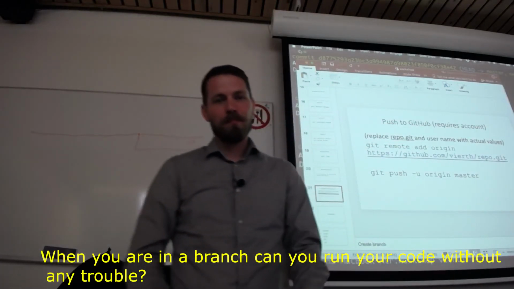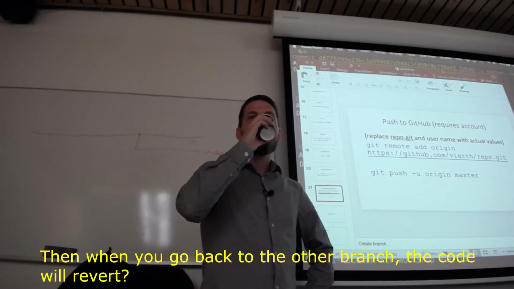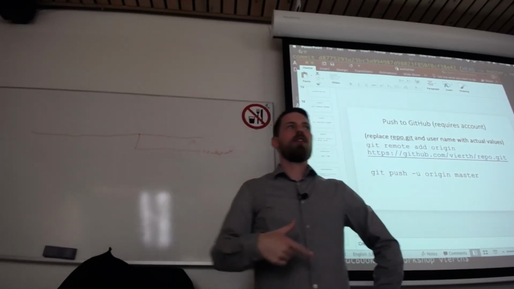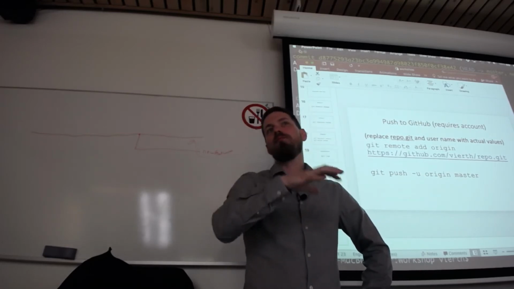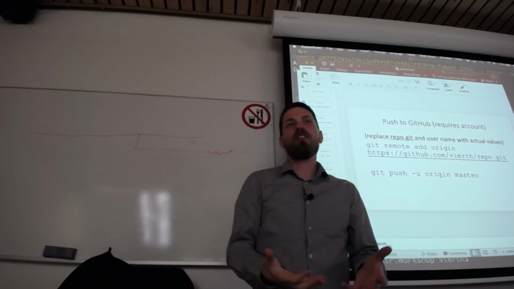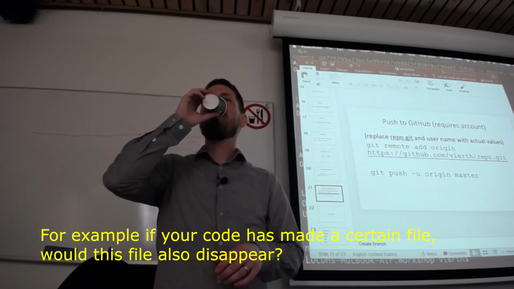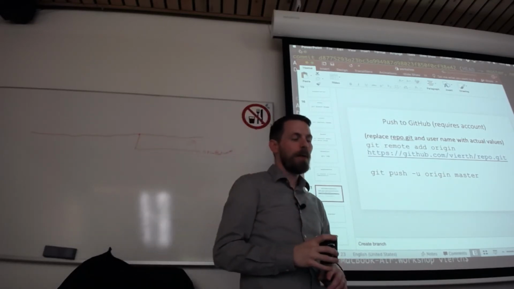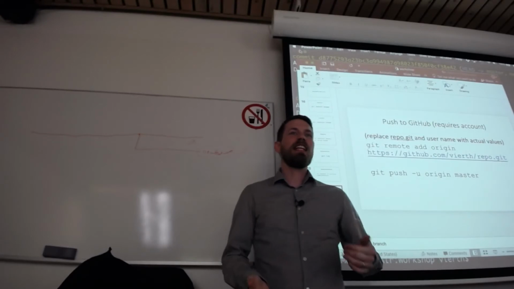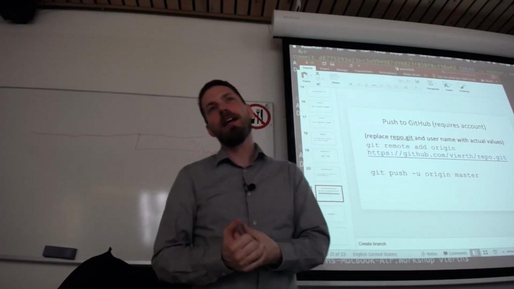So when you're in a branch, you can run your code without any trouble, and then when you go back to the other branch, the code will revert? Yes, correct. When you go back to the other branch, it will go back to whatever the current state of that branch is. And so you can merge things to make sure that everything is in the same state together. But for example, if your code has made a certain file, will this file also disappear? Yes. Unless it's something that's not being tracked. So if it's in git ignore, it's just going to get ignored, and Git's not going to hide it from you or anything like that.